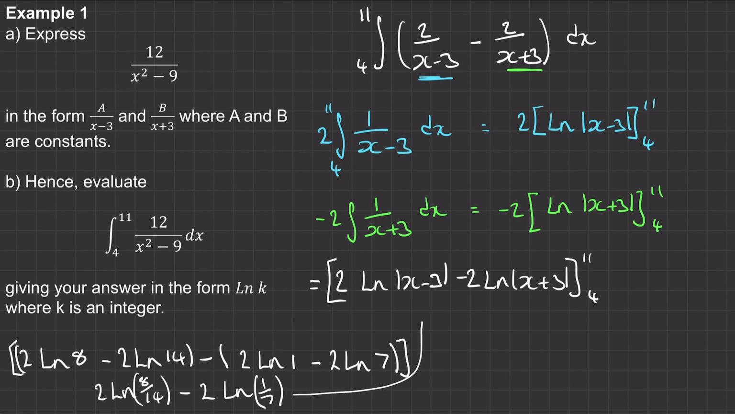So we'll move this over to here. I can now factor out the 2. So we've got the ln of 8 over 14 over 1 over 7. And this works out to be 2 times the natural log of 4. Okay? Let's move on to question 2.